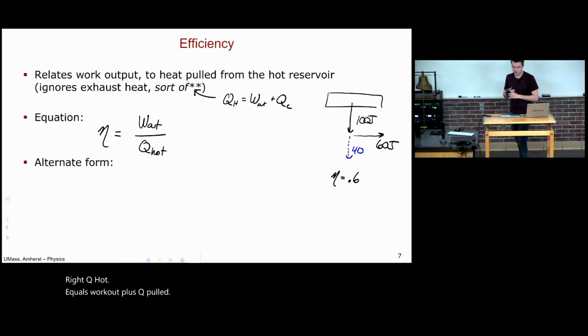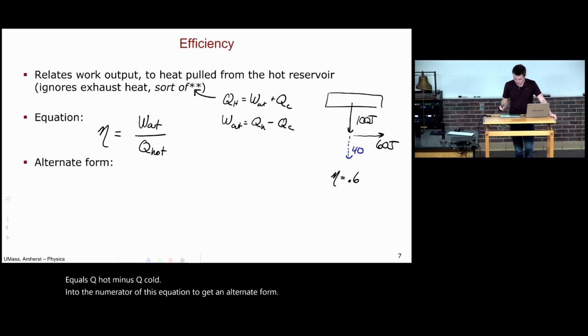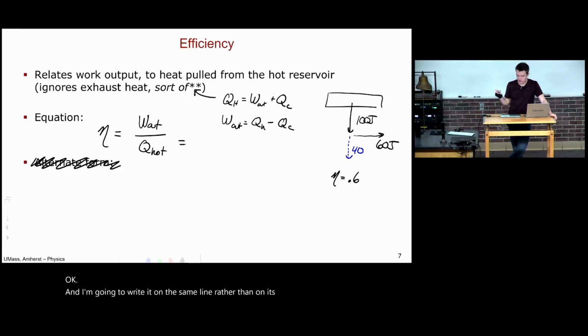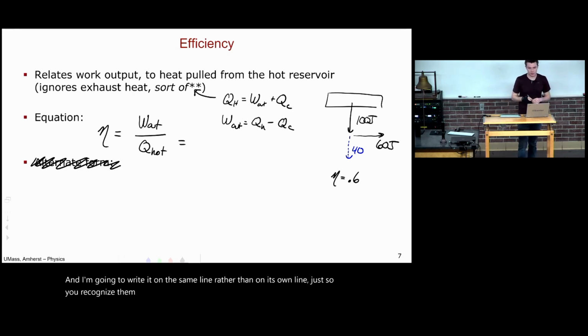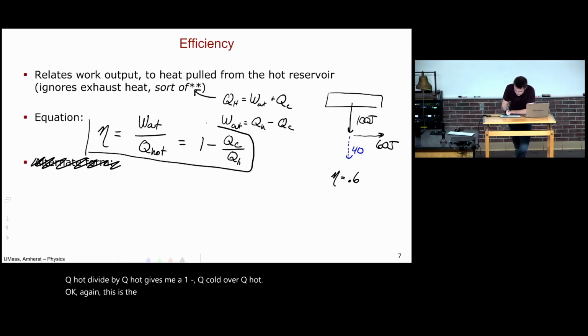Right? Q hot equals work out plus Q cold. So if I want to, I can plug in work out equals Q hot minus Q cold into the numerator of this equation to get an alternate form. Okay, I'm going to write it on the same line rather than on its own line, just so you recognize they're the exact same formula. Q hot divided by Q hot gives me a 1 minus Q cold over Q hot. Again, this is the exact same formula.